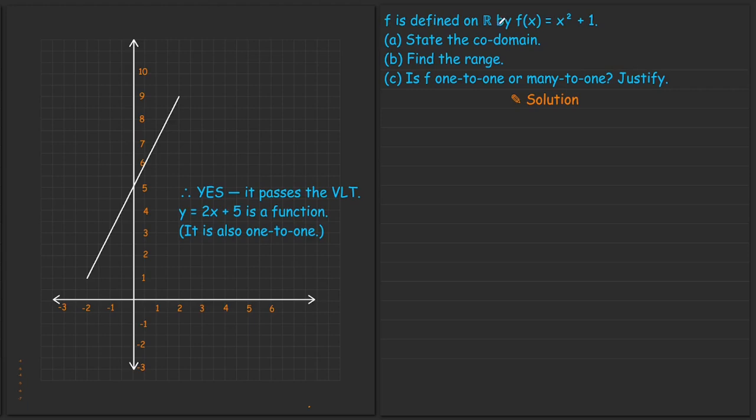If you look at the question, the codomain has been stated clearly. It says it is defined on R. So the possible set in which we can get our range is what? The R. That is all real numbers. That is the codomain, and that's even been given in the question. So the solution to our first answer, that is A, is what? R, which is all real numbers.